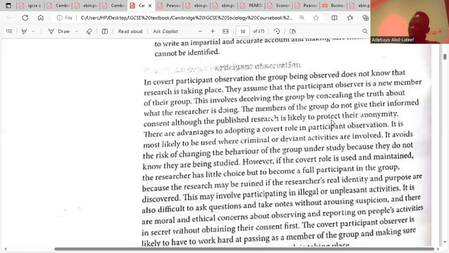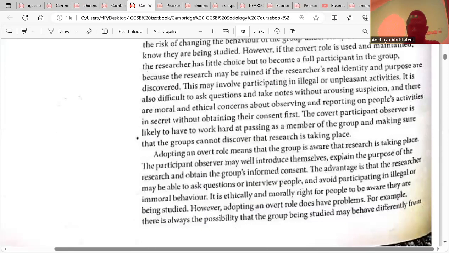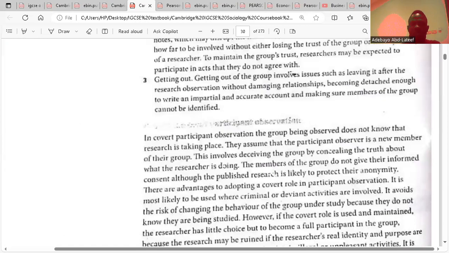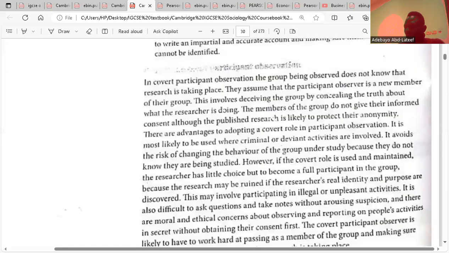So for covert and overt participant observation, here I wrote covert participant observation. That's the first one. The group doesn't know that they are being observed. They see the researcher as a new member of the group. That's when you are using covert participant observation. You are a covert observer. The group will see you as a new member. That's how they see you.